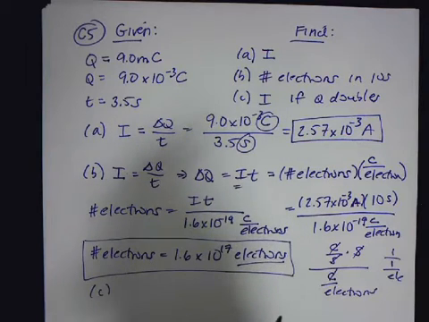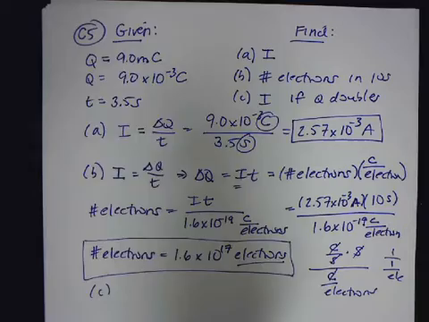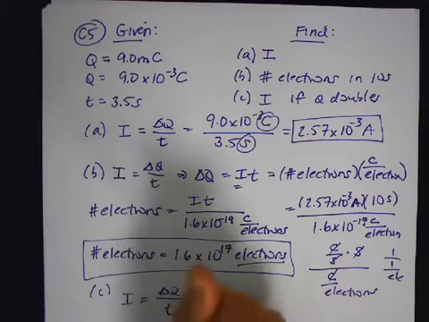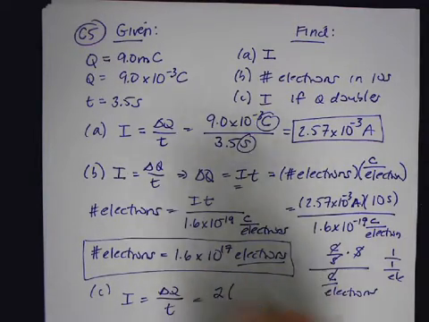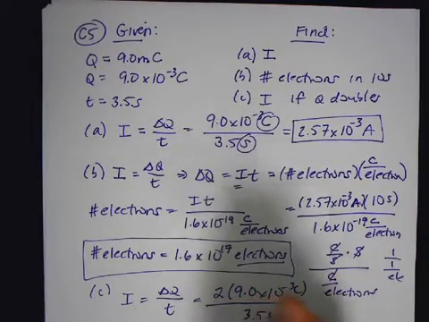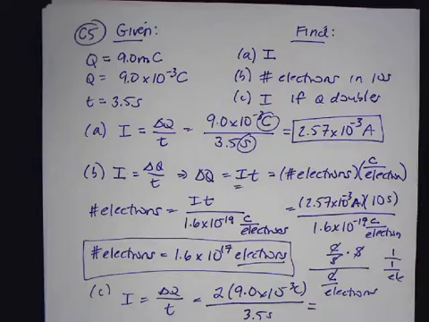If Q doubles. So Q is originally 9.0 times 10 to the negative 3. So we want to find I. So I is equal to negative Q over T. And I'm just going to put 2 times whatever it was, 9.0 times 10 to the negative 3, divided by 3.5 seconds. And that's it.